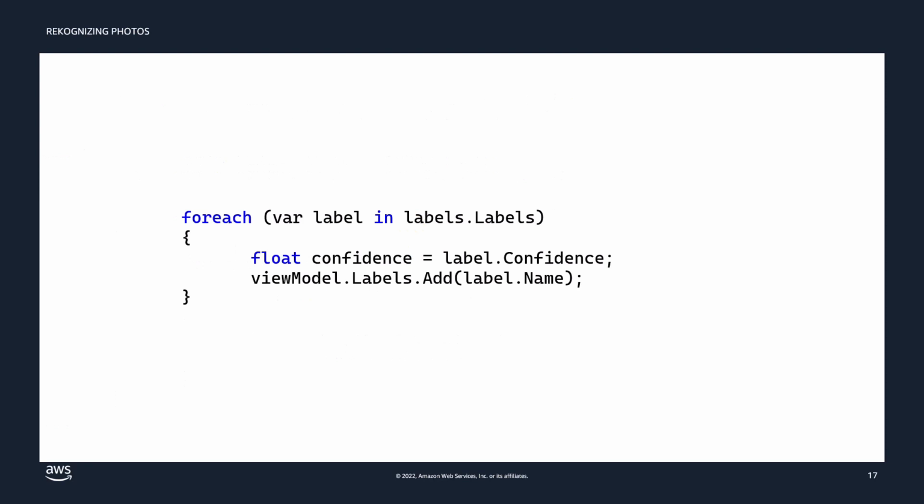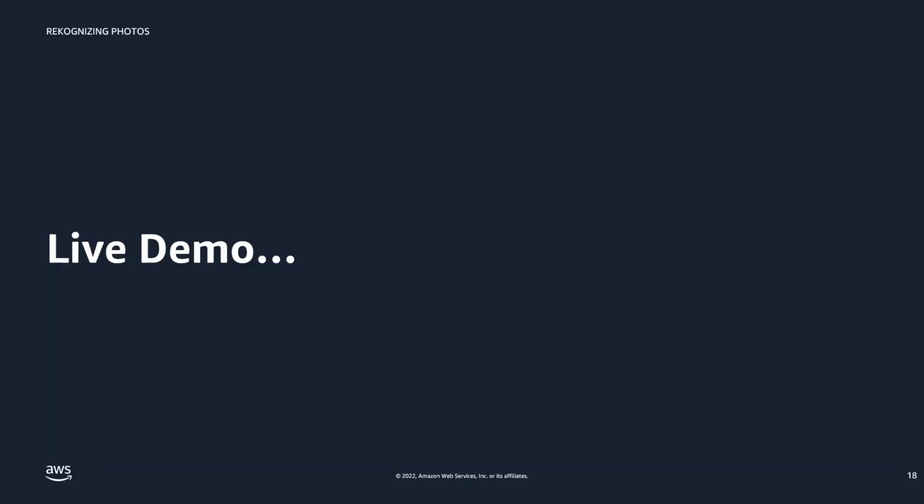And yes, processing the return results really is this simple. You simply get the list of labels back from Amazon Rekognition, and you can iterate through them. You can then look at the confidence score and the labels to figure out what you want to do with them. So now let's dive into a live demo and see the application and specifically the code to interact with Amazon Rekognition in a live application.